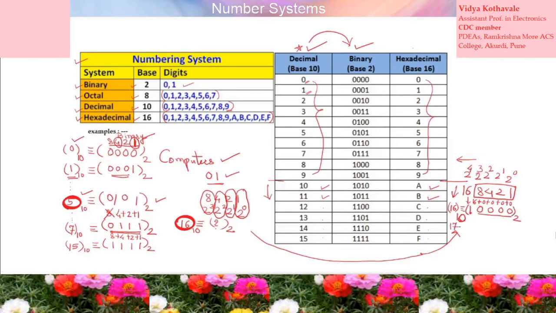Similarly, for 17 it will be: below 16 we place binary 1, and 16 plus 1 gives us 17, and at all other places below 8, 4 and 2 we place binary 0, as we are not adding them to obtain decimal number 17. And this is how the binary equivalent of decimal 17 is obtained.